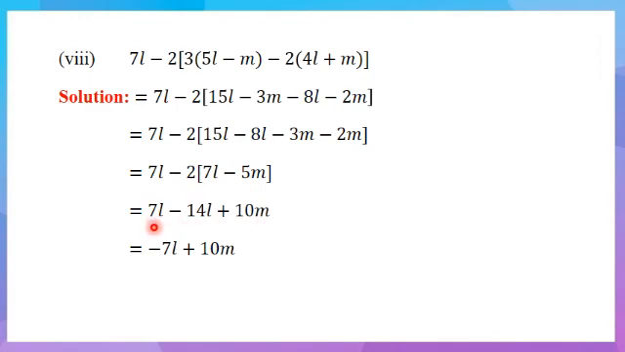And now we have two like terms, 7l and minus 14l. When we look at their coefficients, they have opposite signs, so they will be subtracted. 14 minus 7 is equal to 7, and the sign of the greater value will come, and the greater value's sign is minus, so minus 7l plus 10m. This is the final answer.